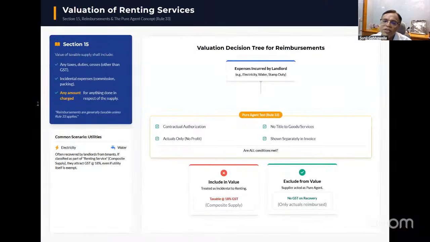That takes me to the concept of valuation. Of course, the base rental always becomes the value on which the GST is to be paid. We need to bear in mind the provisions of section 15, which says that the value shall include any taxes, duties and incidental expenses and any other amount which is charged. So typically every amount which is recovered from the tenant becomes taxable, subject to the pure agent test which has been laid down under Rule 33.